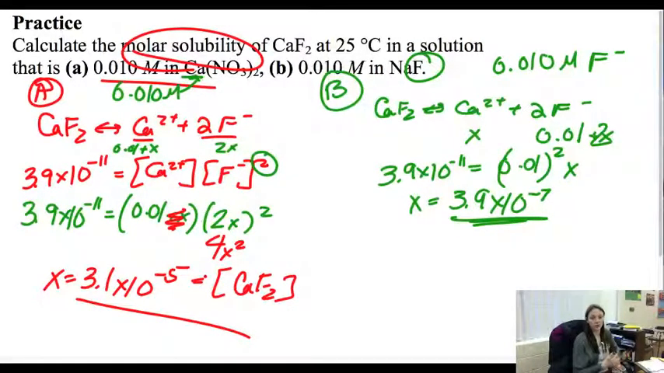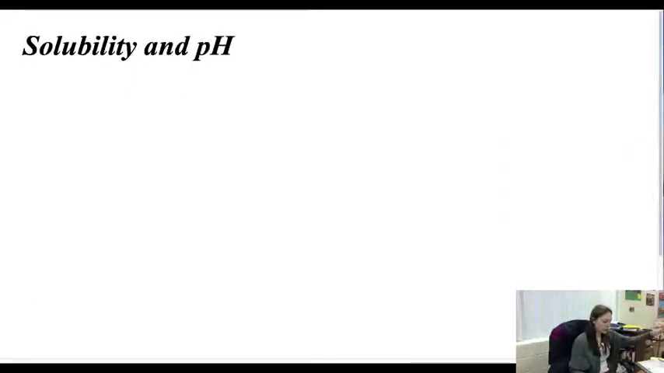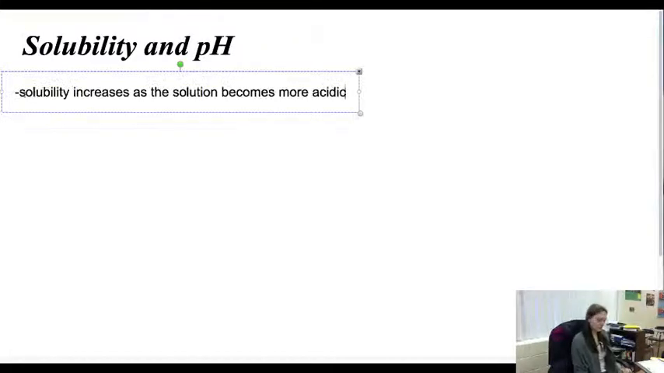and that is my molar solubility of CaF2 in that. And notice how both of those numbers are smaller than the original K value, which would make sense because less of it is actually dissolving. Okay, solubility and pH. Solubility increases as the solution becomes more acidic. And let's look at an example here.